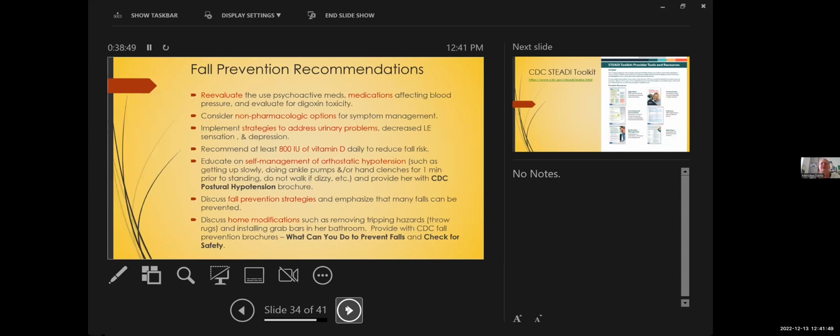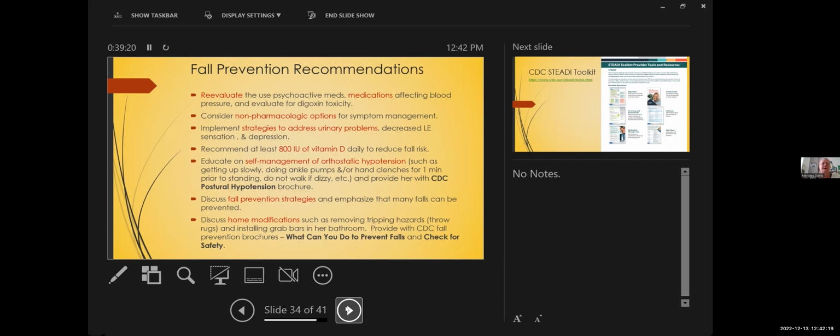So, fall prevention recommendations for Mrs. Parker. You guys hit on reevaluating the medications, or maybe there are some non-pharmaceutical options for some of her symptom management. Implement strategies to address urinary problems, maybe drinking more fluids. There are individuals she can see more about that if she has a lot of bladder infections and is dealing with that.